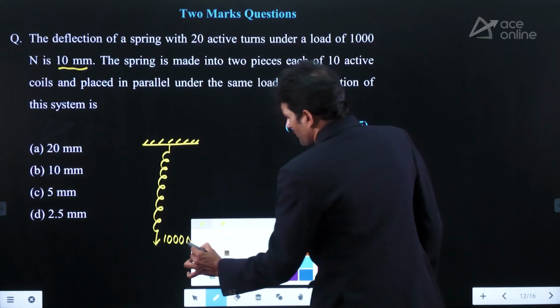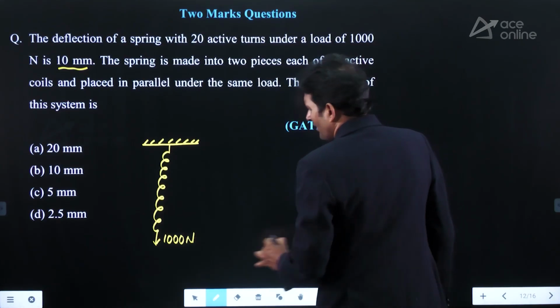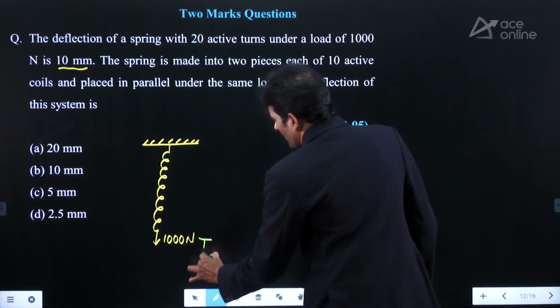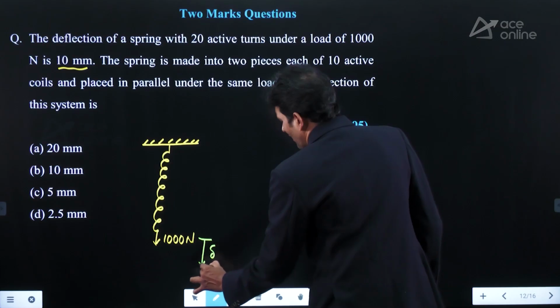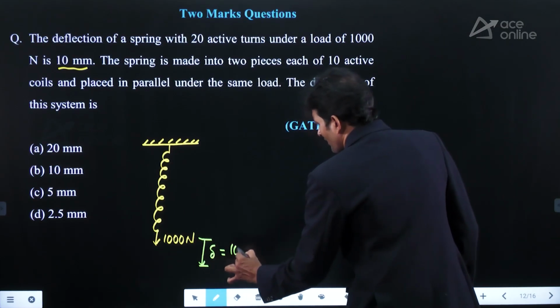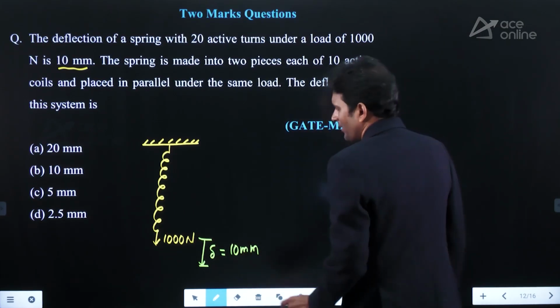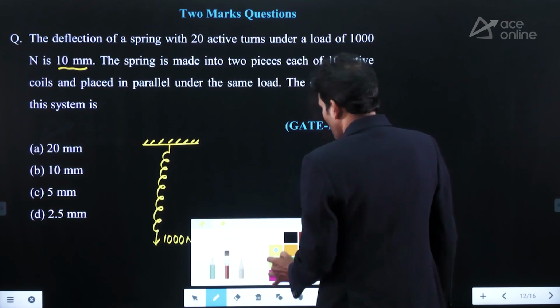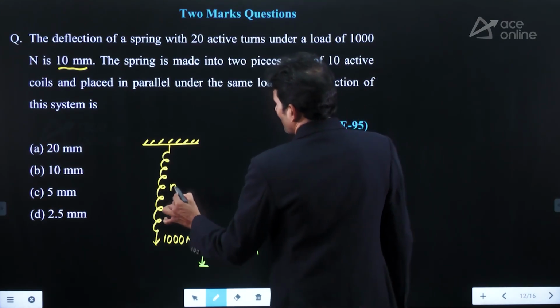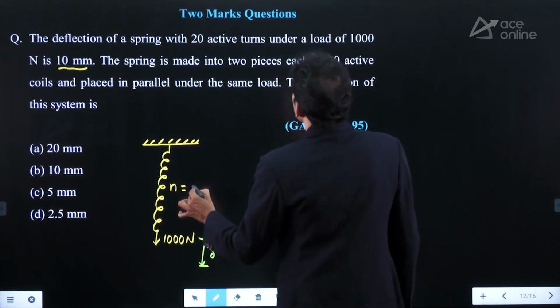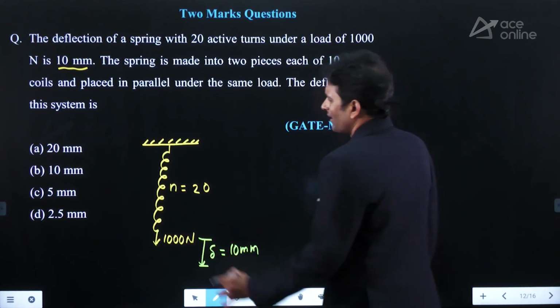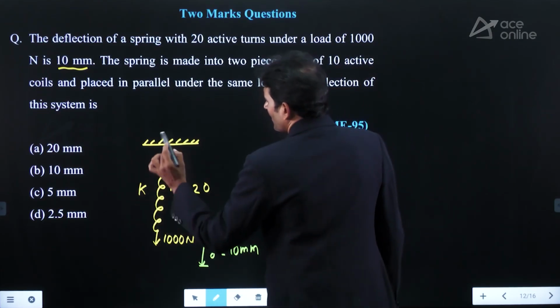The corresponding deflection, if you are observing, is from here to here. Let us mark this as del. It is given as 10 millimeters. Very good. How many coils initially we are having? N equal to 20 active coils we are having. Let us say the stiffness of the spring equal to K. Very good.